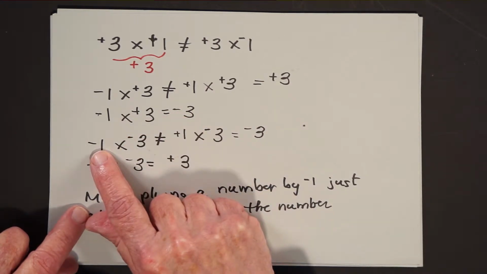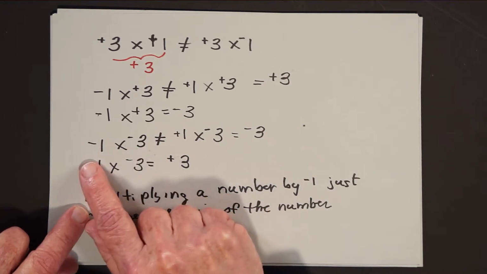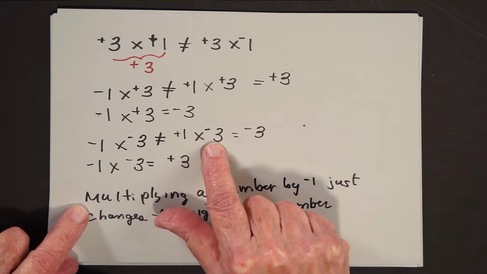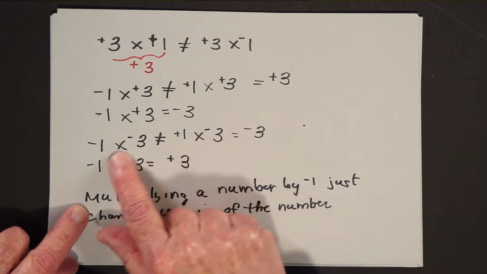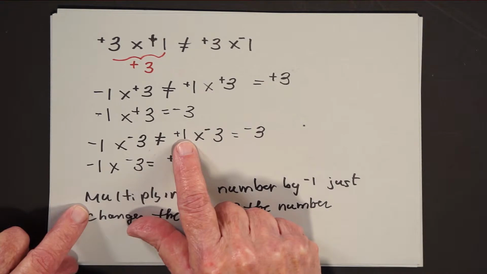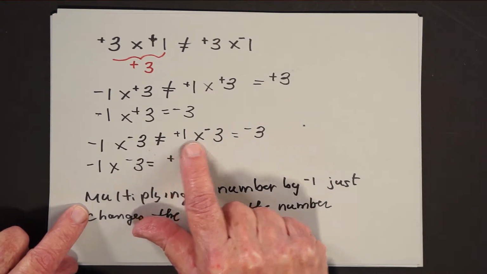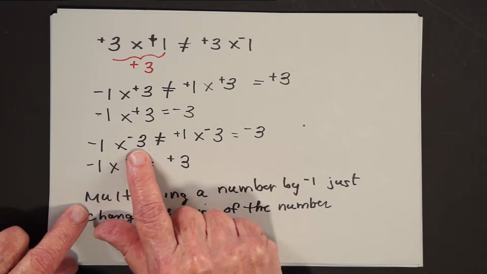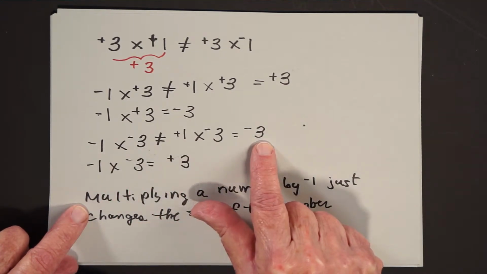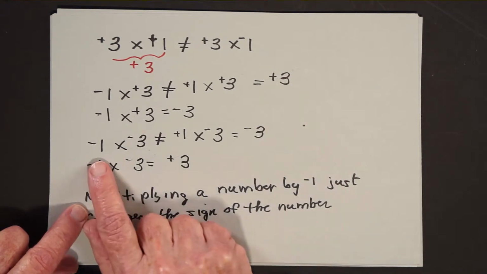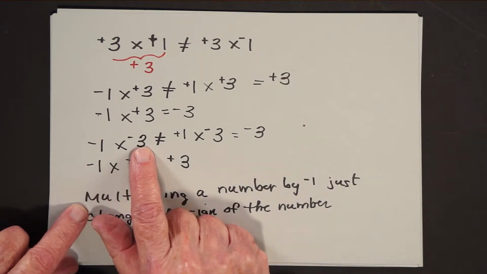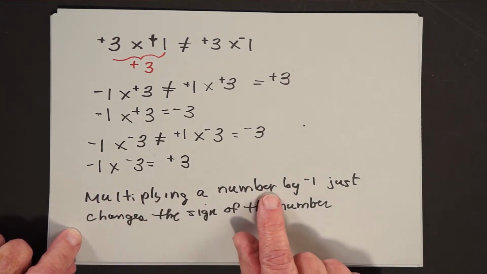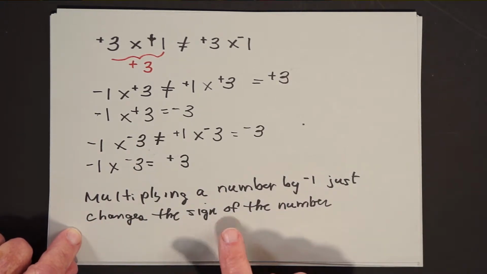And the same thing happens if we start with negative 3. Negative 1 times negative 3 can't be the same as positive 1 times negative 3, because otherwise you could cancel the negative 3's and get that negative 1 equals positive 1. But positive 1 times negative 3 is negative 3, and since negative 1 times negative 3 can't equal negative 3, it has to equal positive 3, because the magnitude is still going to be 3, so the only way they could be different is in sign. And that says that multiplying a number by negative 1 just changes the sign of the number.